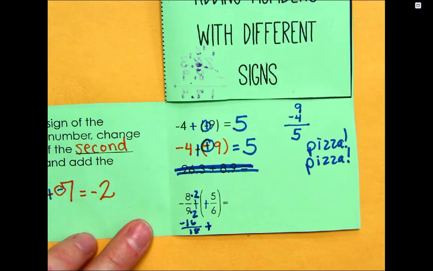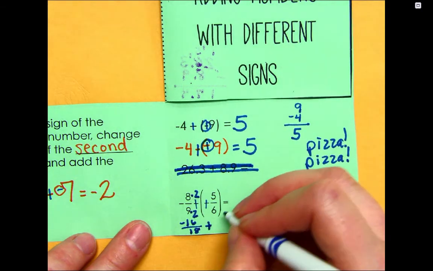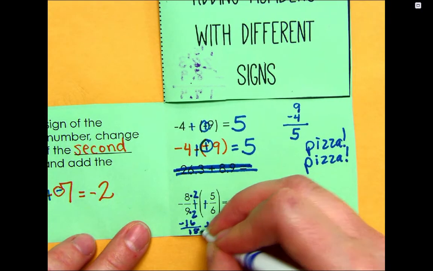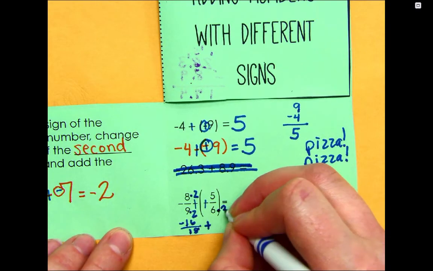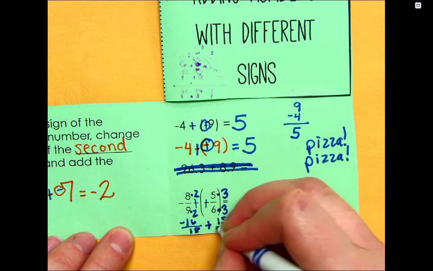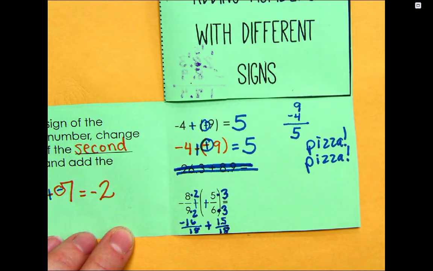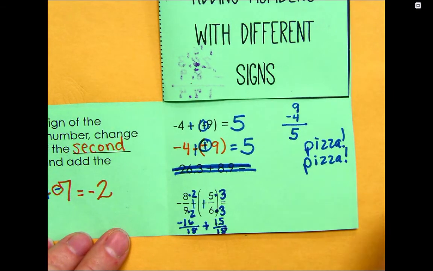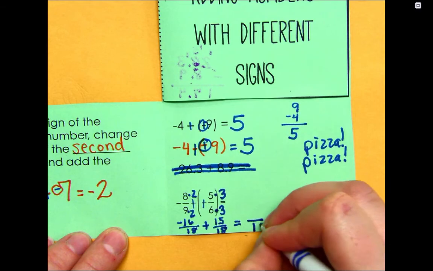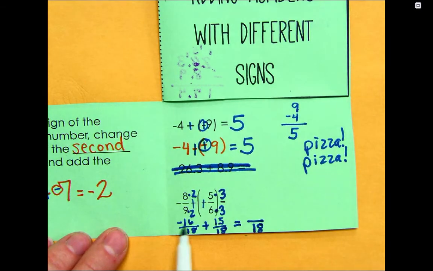plus, I don't have to do plus again. This 6 will need to be multiplied by something to get 18. And it turns out it's 3. So that'd be 15/18. Okay, so now I have a common denominator. So I'm just going to carry that common denominator over. And I see negative 16 plus 15.